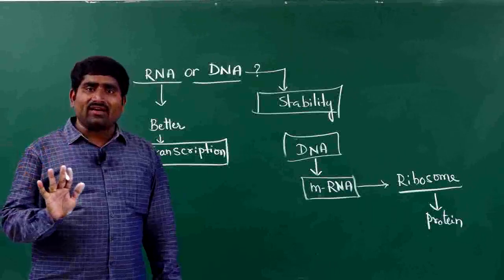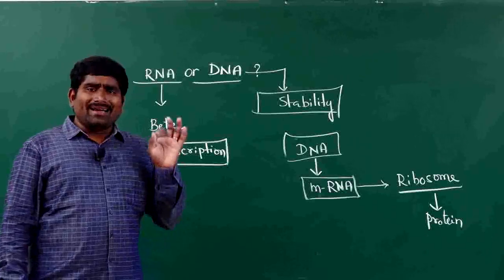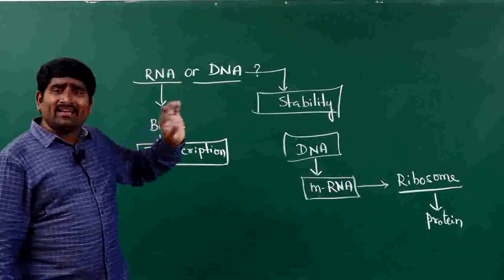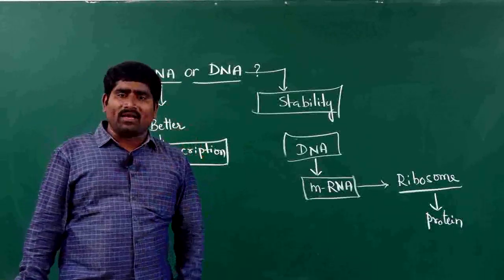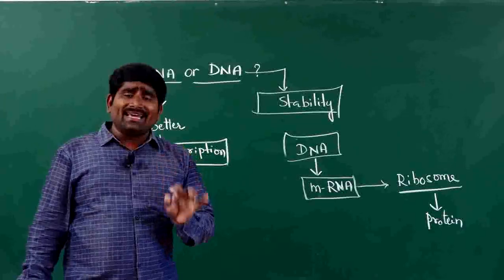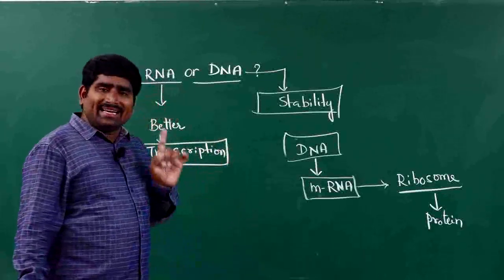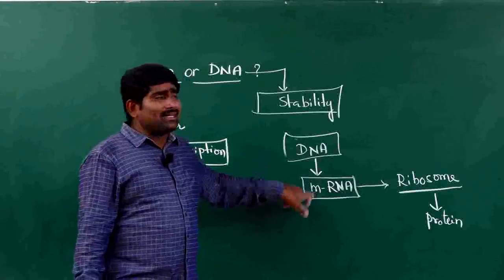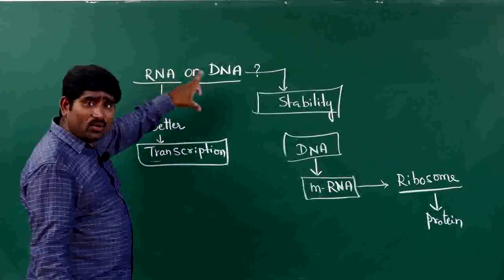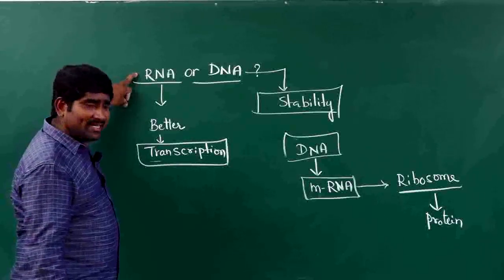RNA does not depend on DNA for the transcription process, translation process, protein synthesis or expression. So RNA directly can code for a protein, but DNA cannot code for a protein directly without mRNA. In order to express, DNA must be dependent on mRNA. So in transcription wise, RNA is a better genetic material compared to DNA.